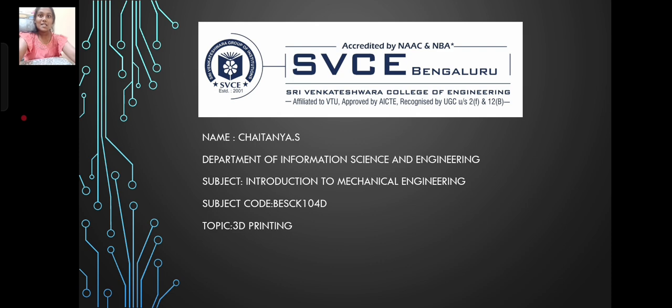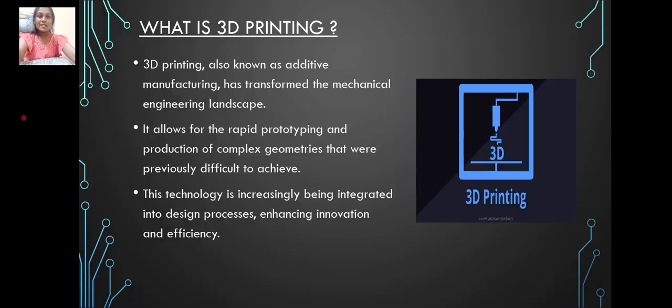The subject is Introduction to Mechanical Engineering and the topic is 3D printing. Let us know what is 3D printing. 3D printing, also known as additive manufacturing, has transformed the mechanical engineering landscape. It allows for the rapid prototyping and production of complex geometries that were previously difficult to achieve. This technology is increasingly being integrated into design processes, enhancing innovation and efficiency.